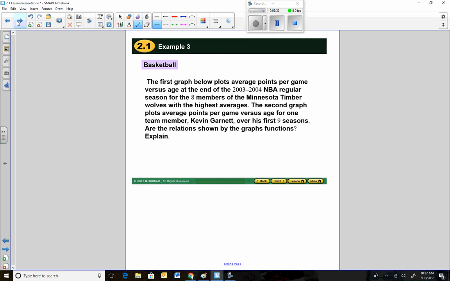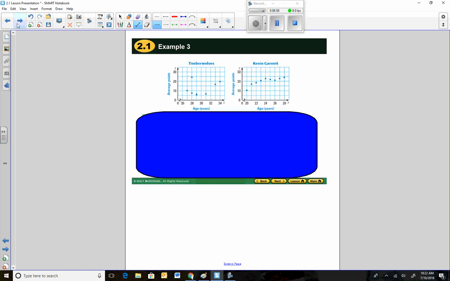All right, so they give us this word problem. First graph below plots average points per game versus age at the end of the 2003-2004 NBA regular season for the 8 members of the Minnesota Timberwolves for the highest averages. The second graph plots average points per game versus age for one team member, Kevin Garnett, over his first 9 seasons. Are the relations shown by the graphs functions? Explain. So let's take a look.